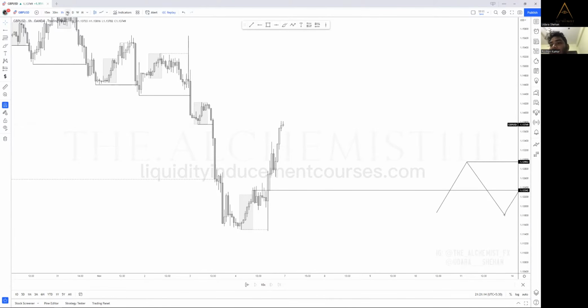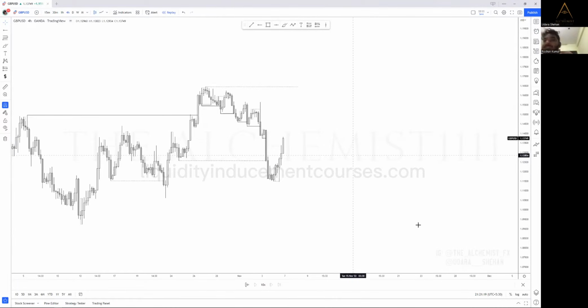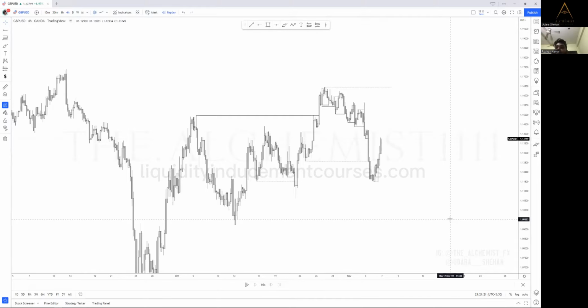Okay, turns into a support. Can you understand the new way of marking out the POIs? Let me know before we move on. Is that clear? Yeah. Okay, I know that even though you tell me it's clear right now, when you go into the charts, you will have questions. You will have so many questions.